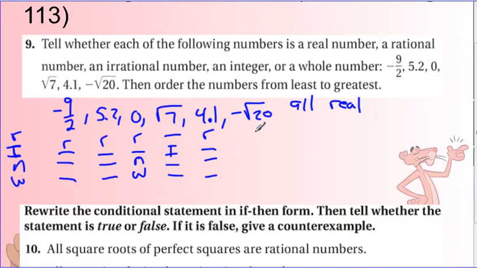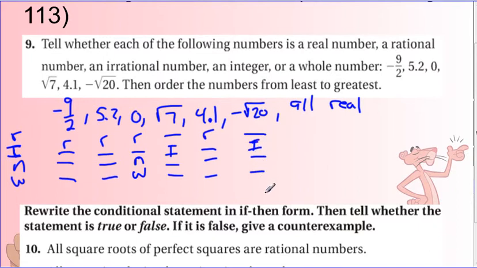Negative square root of 20. Oh, no, it's not rational. Square root of what? It was 20, right? Yeah. So it is not rational. It does not come out evenly. It makes it irrational. It is not an integer. It is not a whole number.